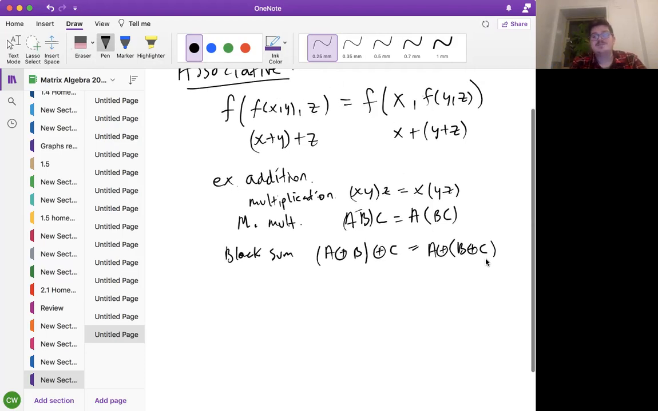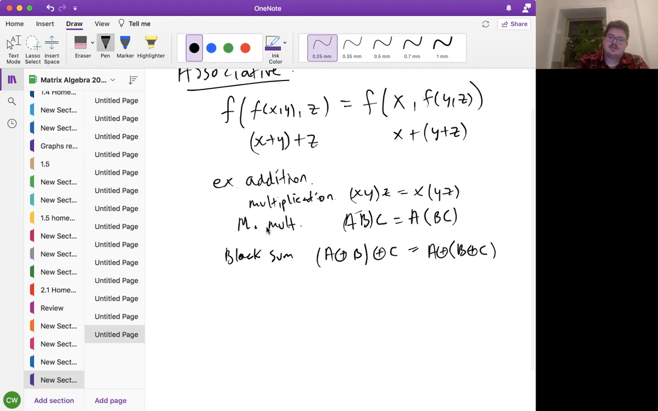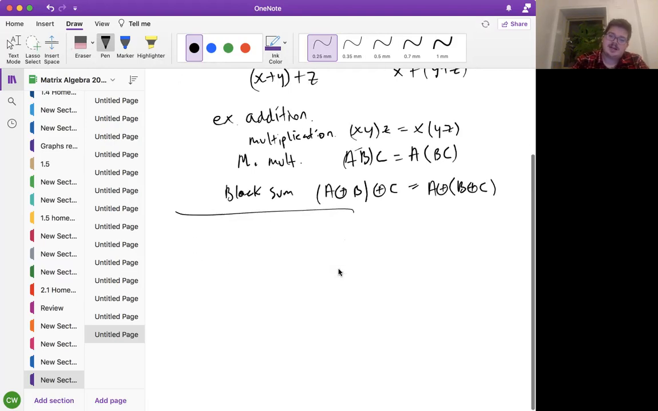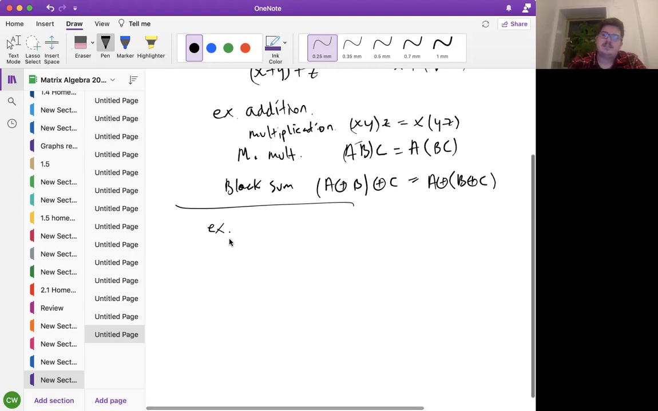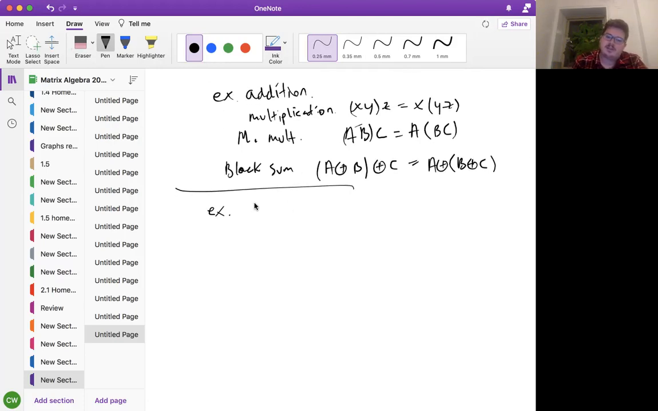The non-associative ones are the harder ones to think about. I'll give you some examples. For those who have maybe taken a physics course or maybe a Calc 3 course, you might have heard of cross product. That's not associative. But here's a more tangible one: midpoint.